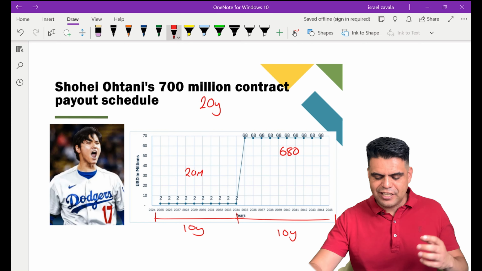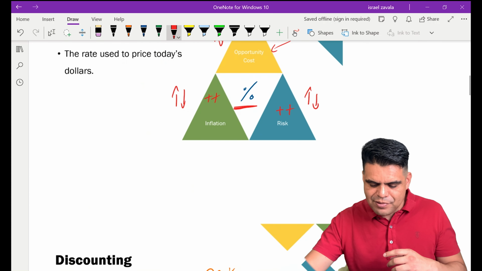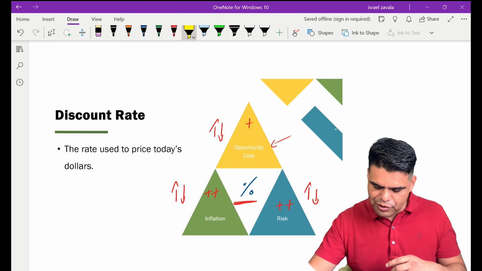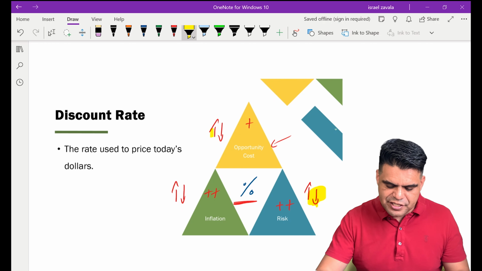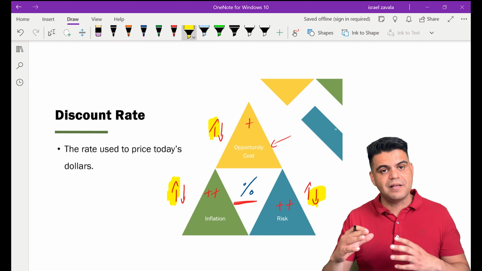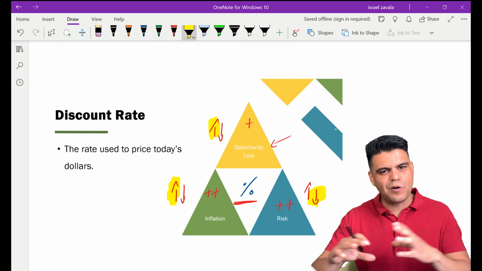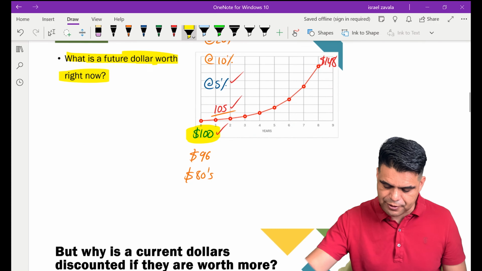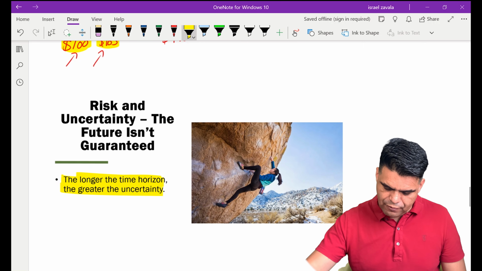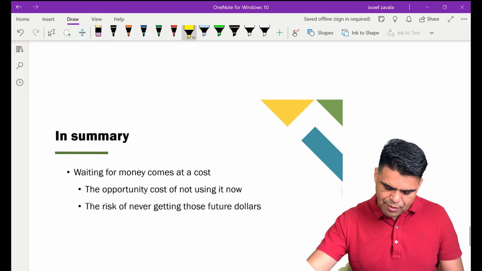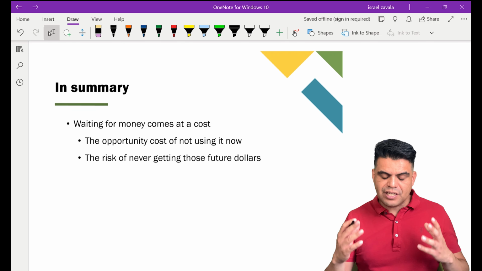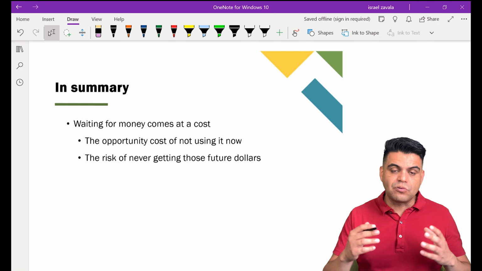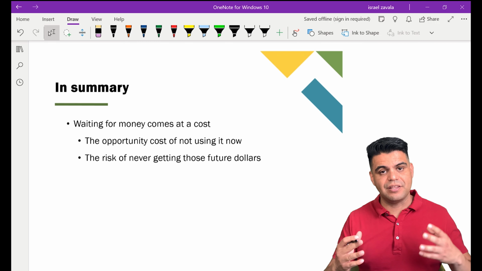So actually, if I go back to my pyramid here, I'm not so concerned with the risk of not getting paid with the Dodgers. So this one actually comes down a little bit, but I actually take into consideration the opportunity cost and the current inflationary climate. Those take on a heavier weight. So I hope that example helped with what I was trying to point out here. Okay. All right. So in summary, waiting for money comes at a cost. The opportunity cost of not using it now and the risk of never getting that money in the future.